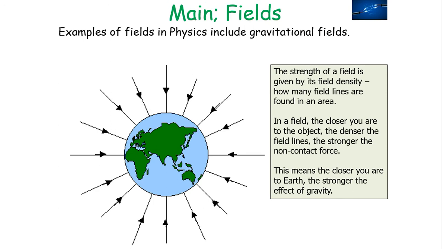Here's an example of the Earth's gravitational field. The strength of a field is given by its field density: how many lines are found in a particular area, and how close the lines are to each other. In a field, the closer you are to an object, the closer together the field lines tend to be, so the stronger this non-contact force. In the case of gravity, this means the closer you are to the Earth, the stronger the effect of gravity.